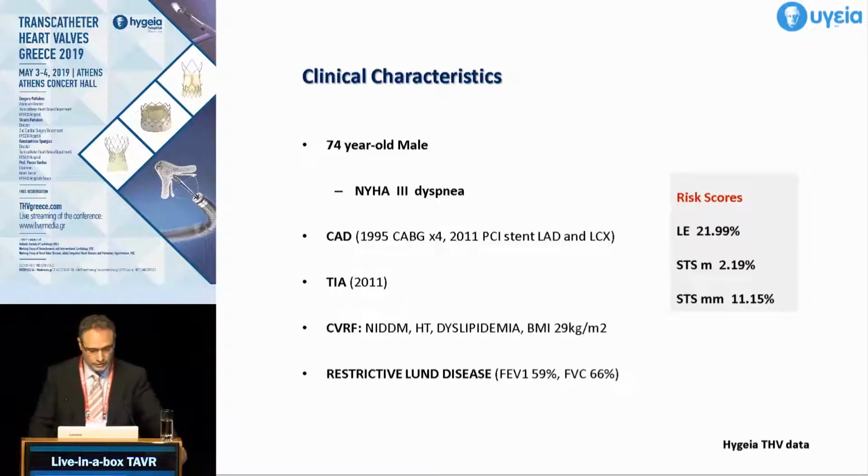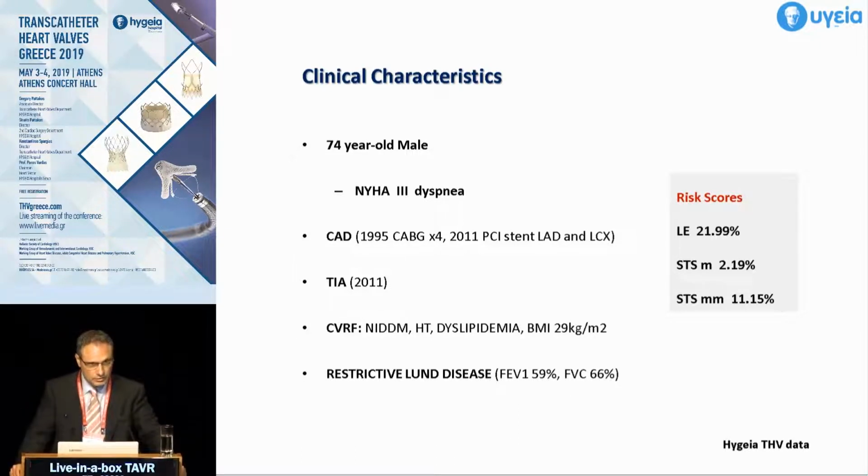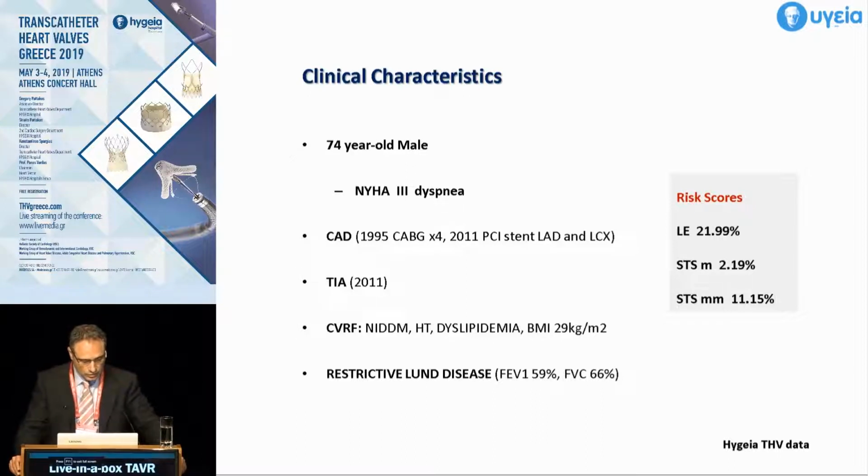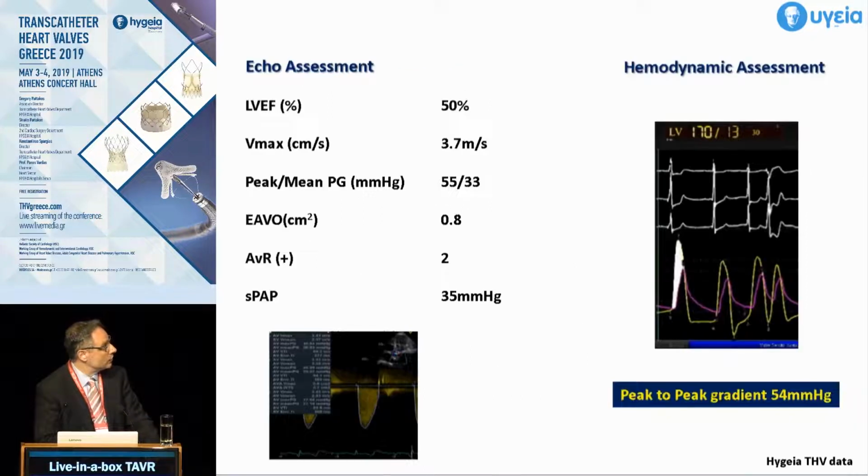This is a 74-year-old male with symptoms of dyspnea, NYHA class 3, coronary artery disease, and an onset of transient ischemic attack many years ago with no residual neurological symptomatology. He has all the cardiovascular risk factors including diabetes mellitus and restrictive lung disease. The patient was characterized, according to the logistic EuroSCORE, as high surgical risk.